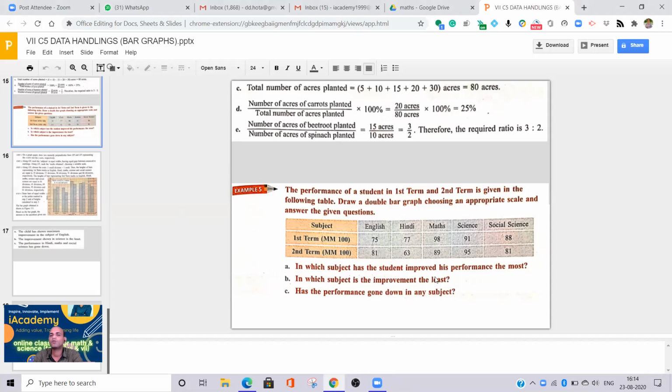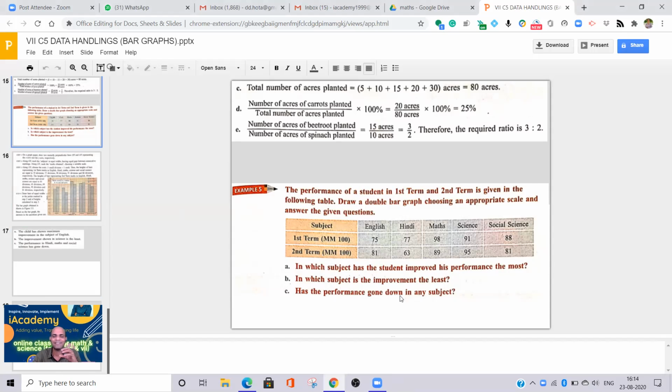In which subject has the student improved his performance most? देखो किस subject में student ने बहुत improvement किया? From here you can know. But as far as the topic is concerned, we have to draw the data. In which subject is the improvement least? मतलब सबसे कम कहाँ पर improvement हुआ है? And third one, has the performance gone down in any subject? मतलब किसी subject में improvement उल्टा हो गया या less हो गया क्या?